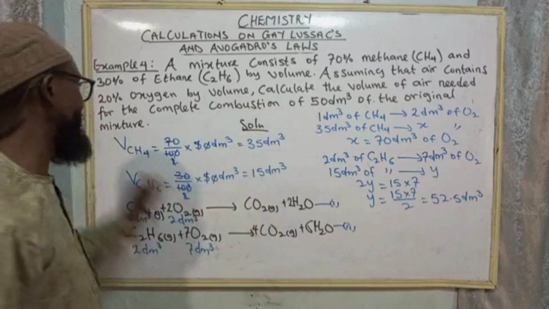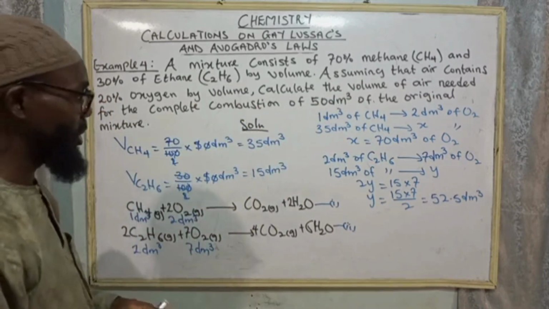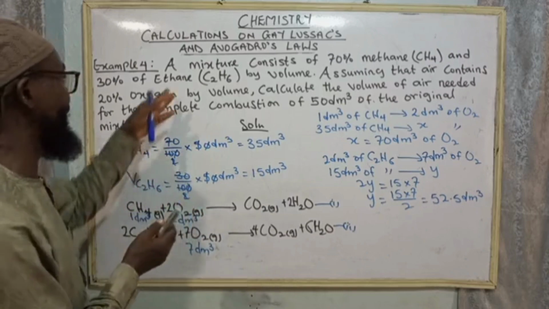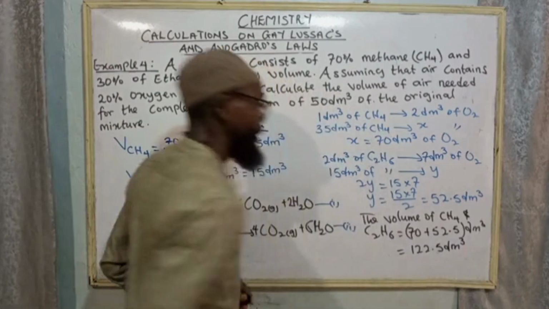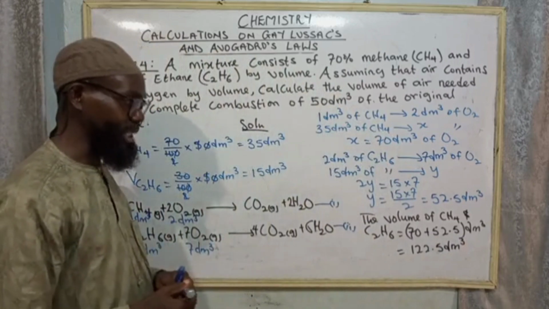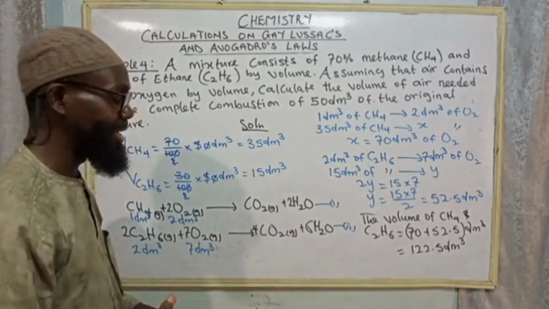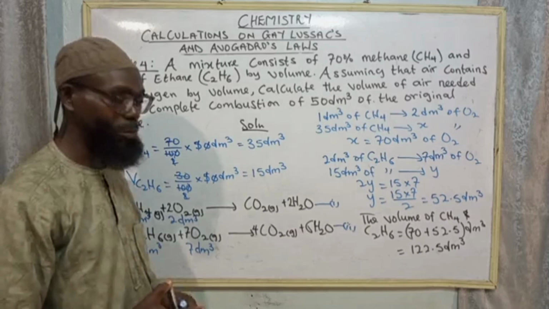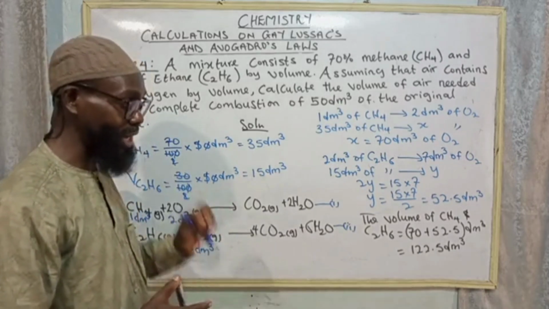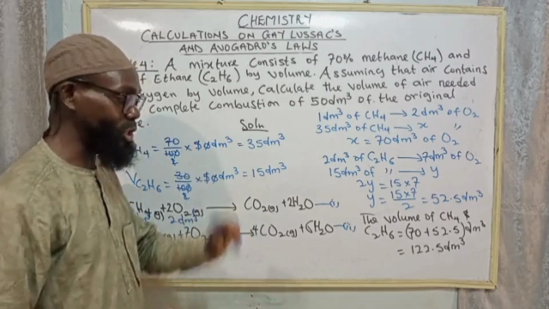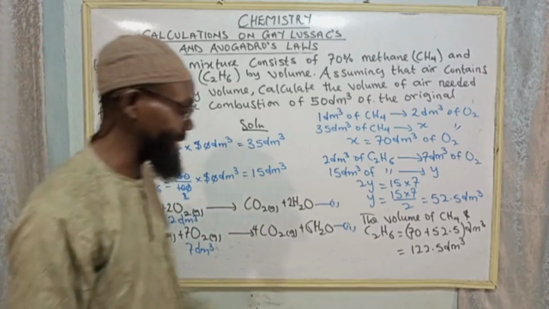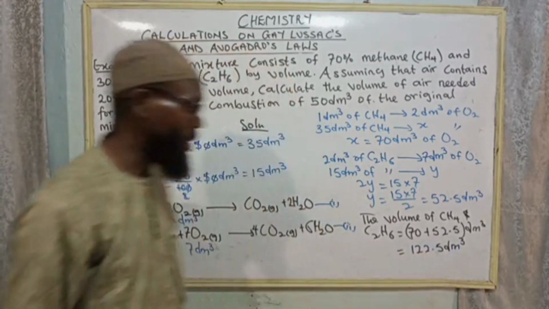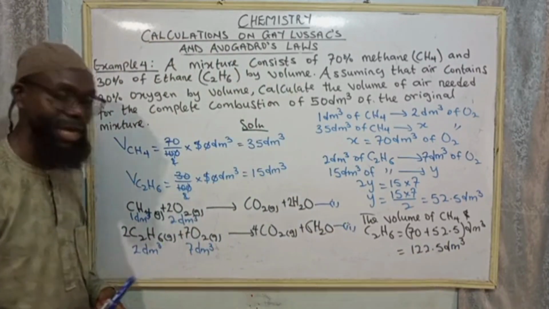Now, what we need is to calculate the volume of air needed for the complete combustion of 50 dm cube of the original mixture. So the mixture is methane and what? And ethane. So the volume of oxygen for the original mixture, which is methane and ethane, is 70 dm cube plus 52.5 dm cube to give 122.5 decimeter cube. So this is the total volume of oxygen for the mixture of methane and ethane.